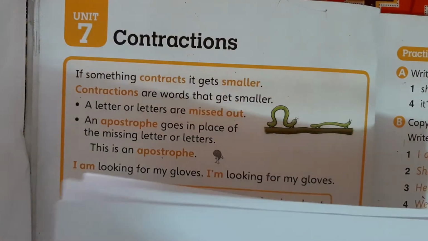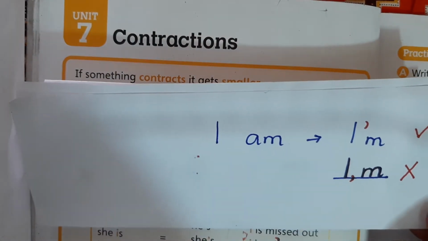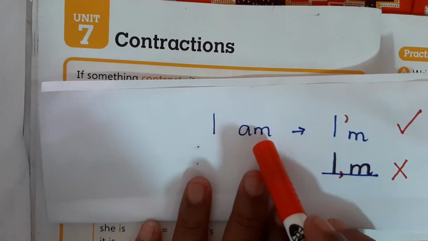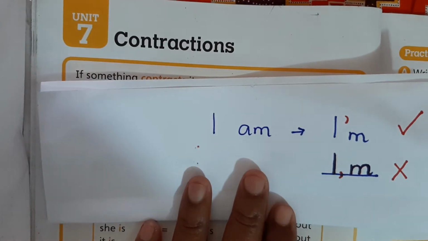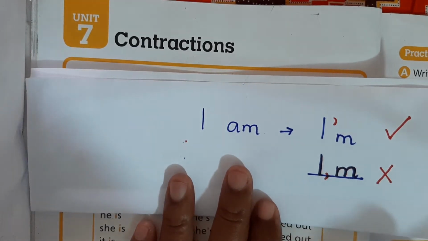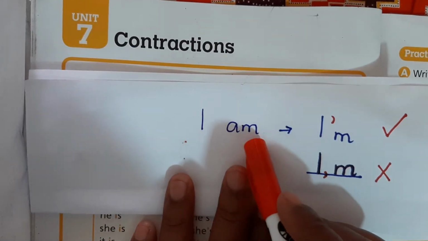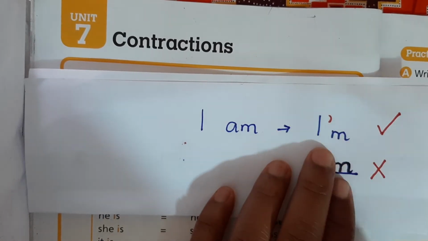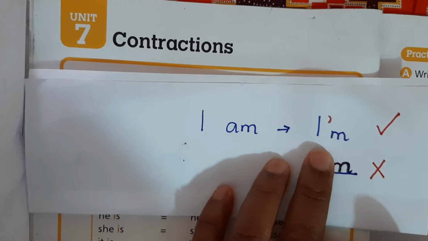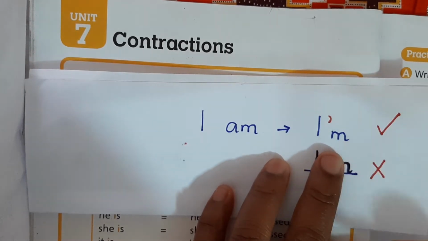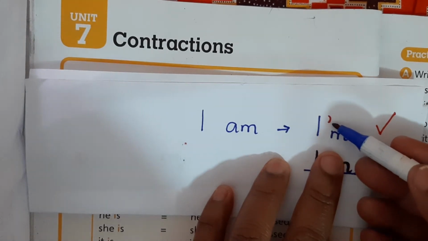So for example, we can have two words like I am. You want to say, I am looking for my shoes. So instead of writing I am, we write the contraction I'm. And the apostrophe is this one that I have put here in red. It's a special kind of comma that floats in the air.